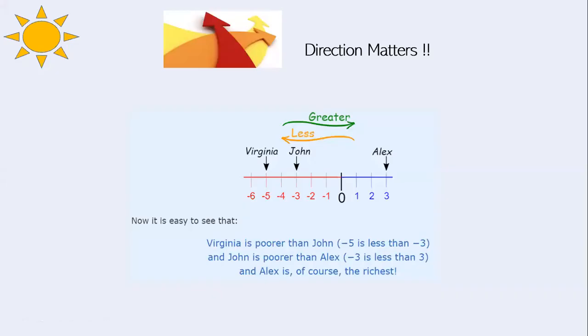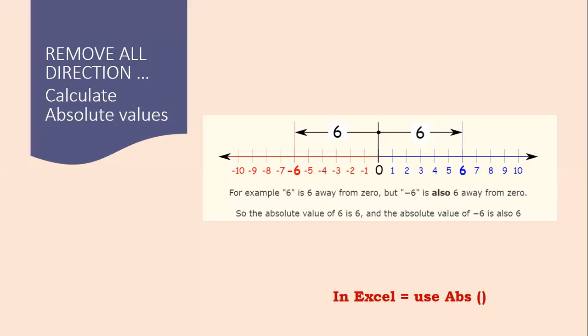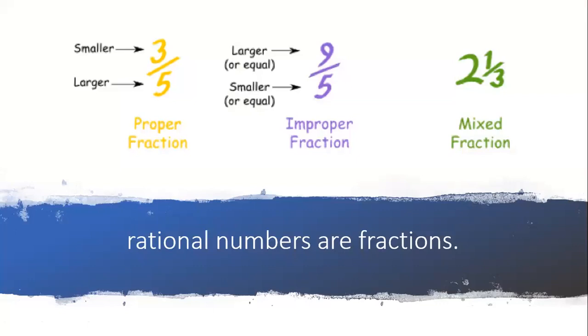Now, in Excel, when we want to remove the signs, a minus 6 versus a 6, we just want to know from 0 how many steps it will take. Which direction, we are not bothered. We just want to know the number of steps. So we use a formula called absolute to do this.